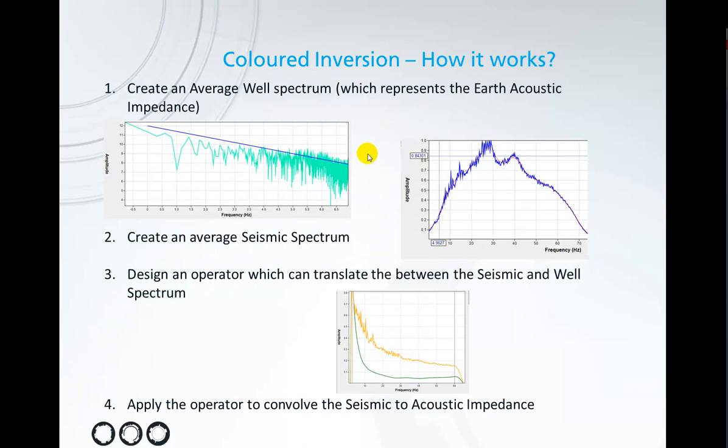So this process works by first taking an average spectrum from the wells, which represents the Earth's acoustic impedance. Then we create an average spectrum from the seismic. And finally, we design an operator which can translate between the two and convert the seismic into acoustic impedance. And finally, we use the operator on the seismic to create that volume.